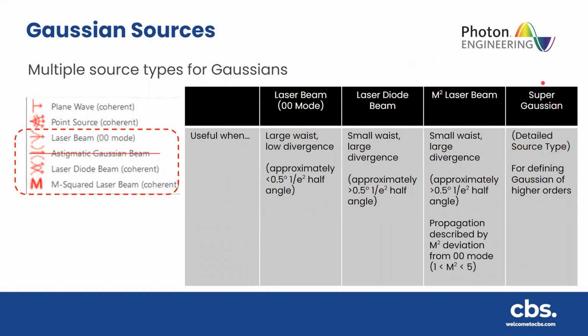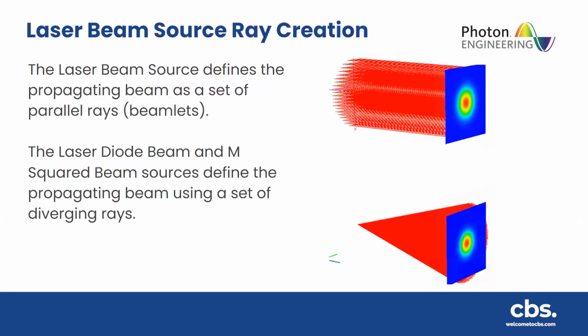And for other things like super Gaussians, you'd use Fred's detailed source type and create your own customized source. And just the final slide before we get to actually some Fred demonstrations, to highlight the differences again between the laser source and the laser diode source. The laser beam source, which is positioned here in this user interface, is propagating a set of parallel rays to define your Gaussian profile that you defined in the source settings.